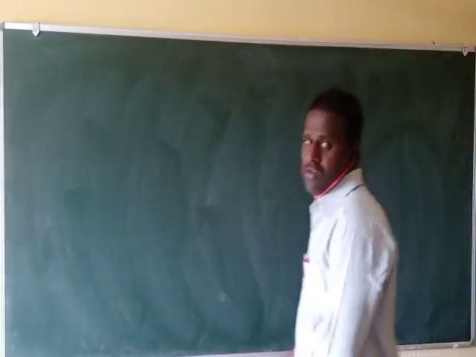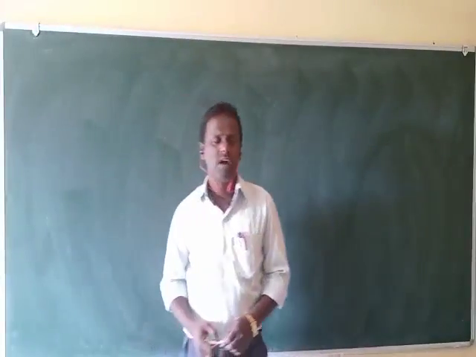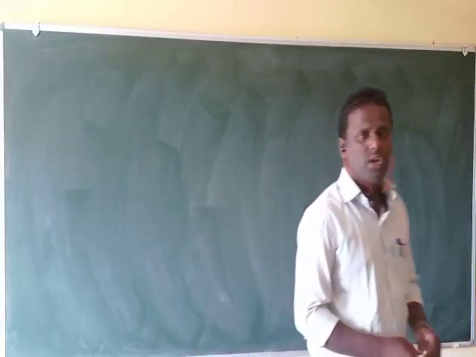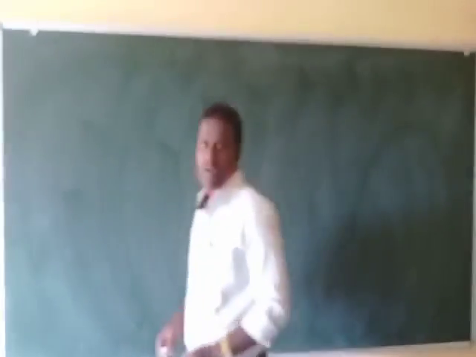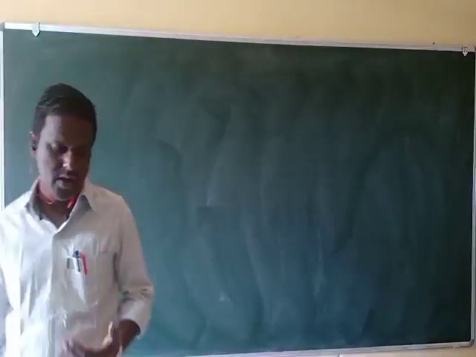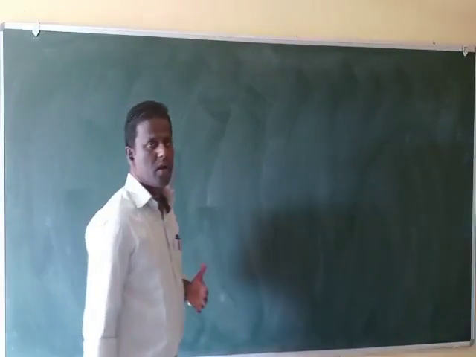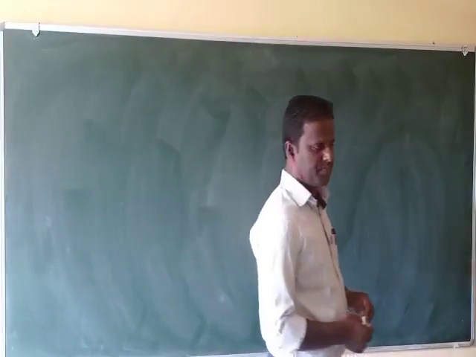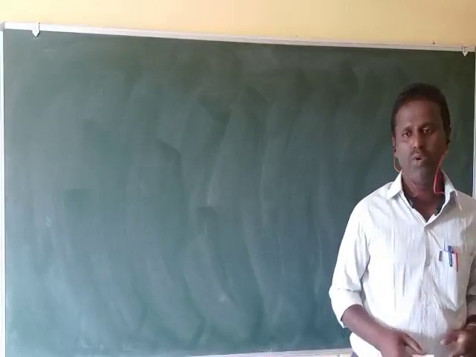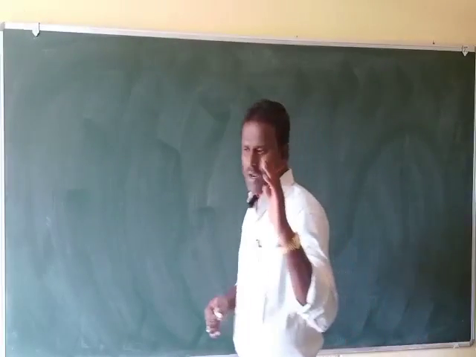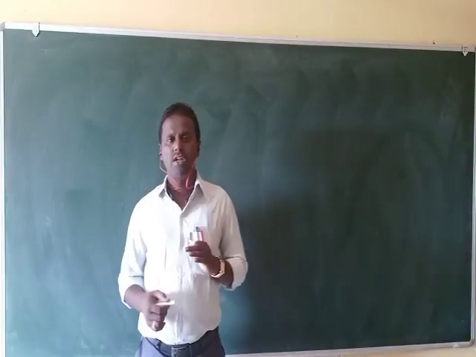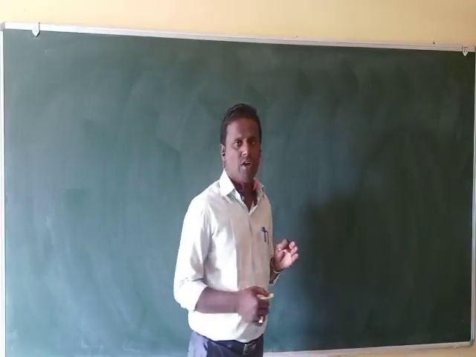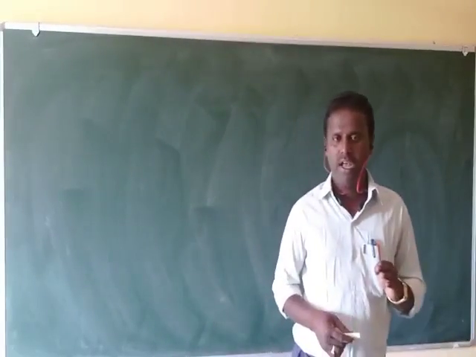Good morning, students. In the last class, I was telling you about nuclear fission. You learned about nuclear fission. What is nuclear fission and chain reaction? What are the two types of chain reaction? Just tell me the two types of chain reaction. One is controlled chain reaction and the other is uncontrolled chain reaction. An example of a controlled chain reaction is a nuclear reactor.